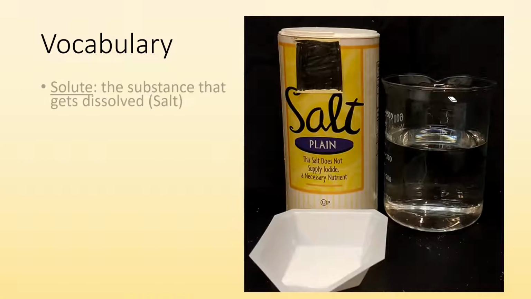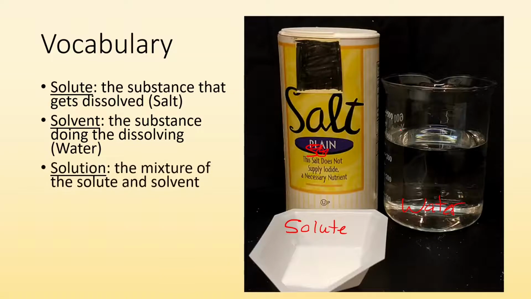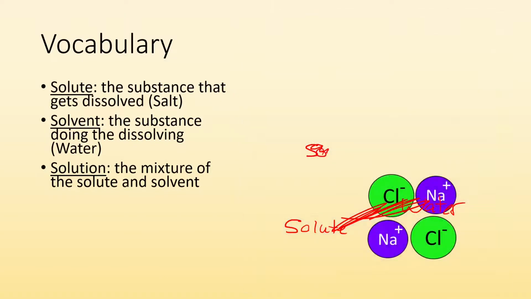So vocab, solute is the substance that gets dissolved. So in this case, it's the salt. Solute would be the salt, because it's getting dissolved. The solvent is the thing doing the dissolving. In this example, it would be the water. And the solution is when the two are mixed together. The solution is the mixture.